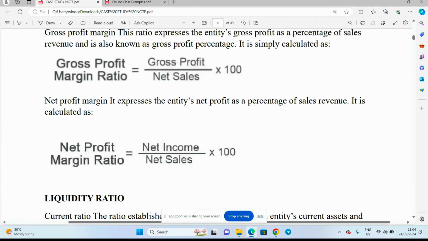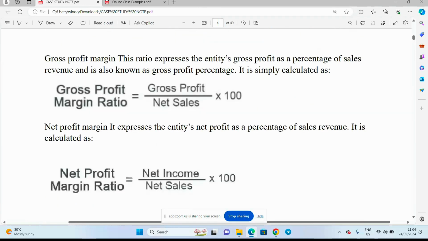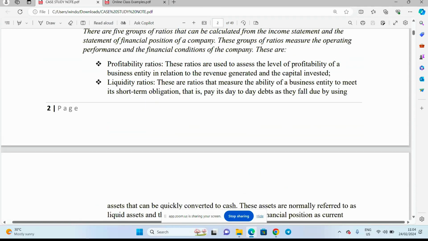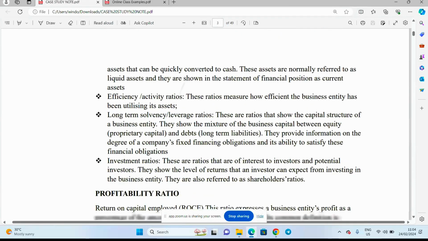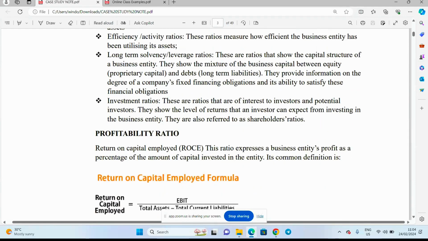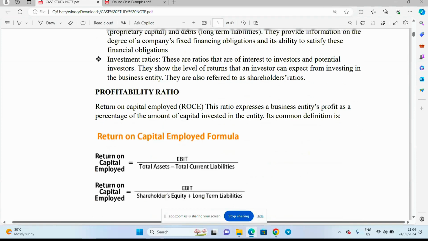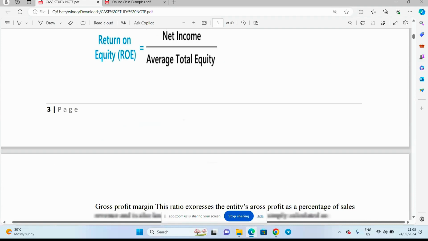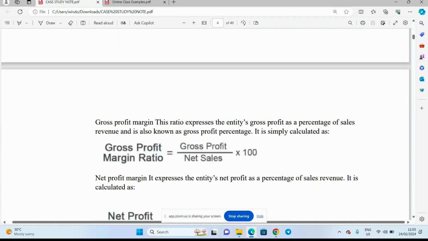Then gross profit margin and net profit margin. Remember, we are still talking on profitability ratio. Meaning, if you are asked to calculate profitability ratio, let me go back again. If you are asked to calculate all the relevant ratios, the 5 ratios must come to your mind: profitability ratio, liquidity ratio, efficiency ratio, long-term solvency ratio, and investment ratio. Then, when you are calculating that of profitability ratio, the first two that must come to your mind is return on capital employed and gross profit and net profit.